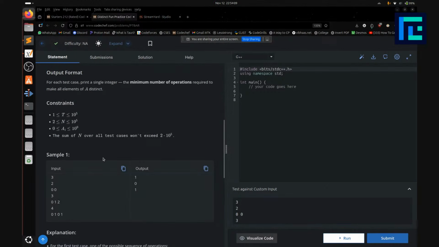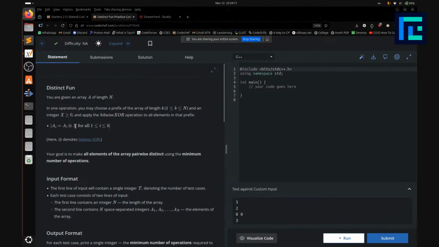N goes up to 10 power 5, elements go up to 10 power 9. Note that on x there is no restriction. Okay, so here basically x can be as large as you want, right? So there's no restriction on it, and the prefix length is also k.